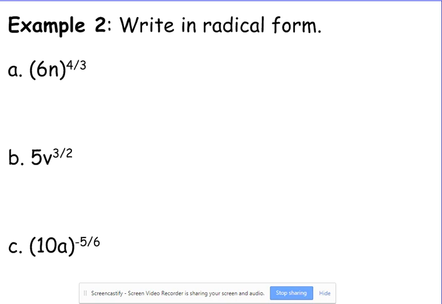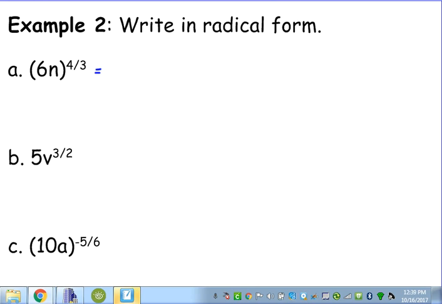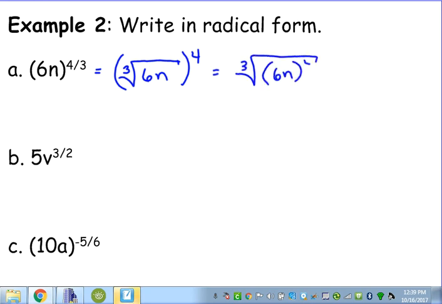So this first example has 6n in parentheses being raised to the 4/3 power. So this entire expression here gets the exponent of the 4th power. Okay, so we've got the cube root. There are two ways you can write it. You can write it like this, and this is how they were written in the previous example, or you can write it like this. You just have to make sure that you put parentheses around the 6n.